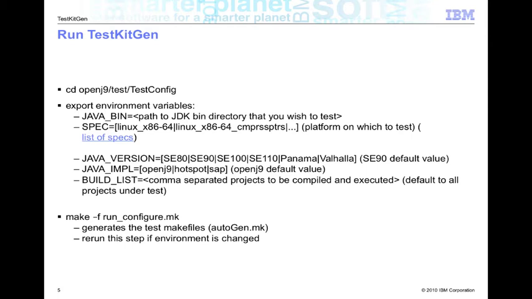The build list is used to specify a test project we want to compile and run against. In the case we want to run only a single project, we don't want to run the whole project, we can use the build list. And after we define these environment variables, we can run make -f runConfig.mk. This will generate all the test makefiles based on the playlist.xml. And if we want to switch the environment variables, we have to make -f runConfig again.